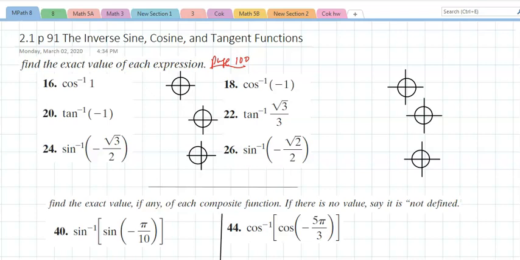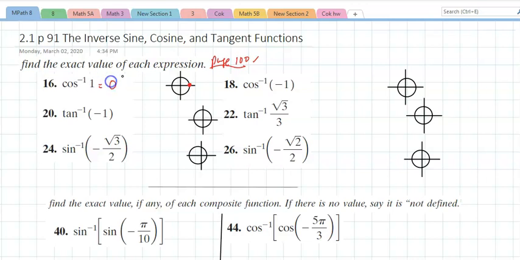Section 2.1 is on page 91, talks about the inverse sine, cosine, and tangent. This is really a continuation of 2.2, or 2.2 is a continuation of this. Here, we start off with page 100, number 16. Inverse cosine of 1. So this is asking, the cosine of which angle gives me a 1?